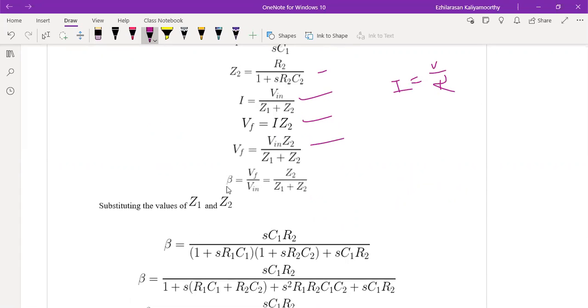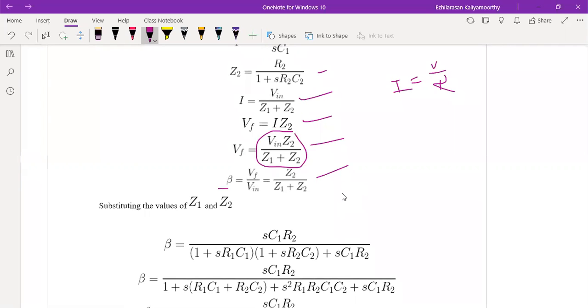This is known, because the feedback factor beta is equal to the ratio of feedback voltage to input voltage, VF by Vn. So now VF is the whole thing: Vn into Z2 by Z1 plus Z2, divided by Vn, where Vn will get cancelled. Then finally we get the expression: beta is equal to Z2 by Z1 plus Z2.